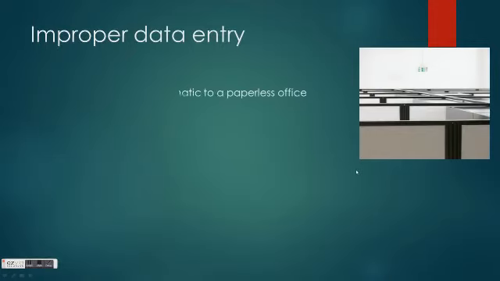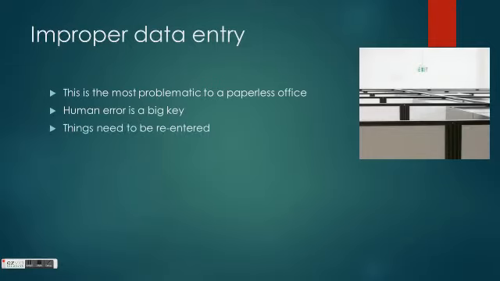Improper data entry is the first one, and it's kind of the key in a sense, because it is the most problematic for a paperless office, because you have to input all the information into a computer, and that input has to be 100% accurate. Otherwise, you have problems with your data flowing into the reports. Human error is one of the biggest keys for this problem, and what I mean by human error is it could be inaccurately entered. You could hit delete on something and delete the whole data file, then you've got to start completely over. Just a couple of the things.